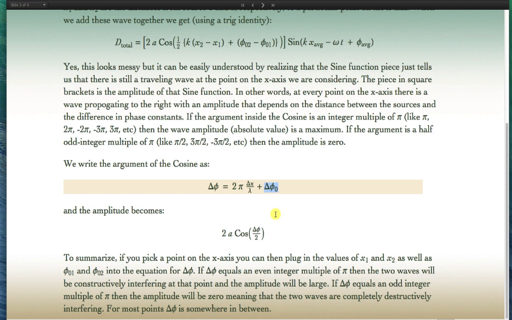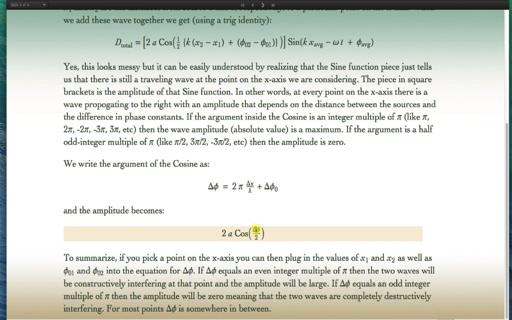So you determine those two things, the distance between the sources and the difference in the phase constants. That would give you ultimately the phase difference between the waves themselves that are being added together. And then the amplitude of the resultant wave is simply 2a cosine of that phase difference divided by 2. So what would make this big? What would make this small?